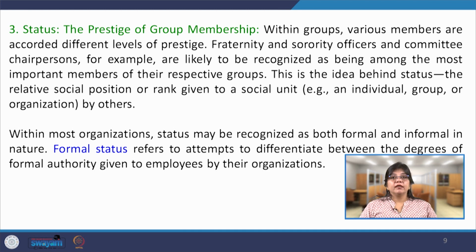Formal status refers to attempts to differentiate between the degrees of formal authority given to employees by their organizations. There is a hierarchy of authority in any organization, and in every hierarchy, every employee who has a status also has his own rights, powers, roles and responsibilities to perform, and those actually define an individual's status in the formal hierarchy. So, this is a formal status where that recognition is being assigned to an individual by the authority itself.